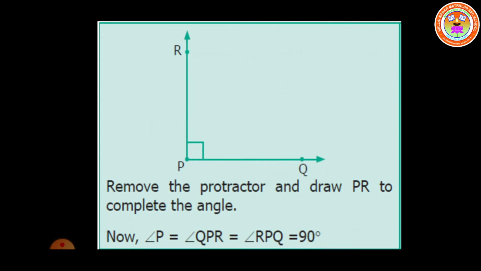We marked the point R, no? So after removing the protractor, we have to draw a straight line joining the points P and R. So the ray PR and the ray PQ are intersecting at right angles. Right angle means 90 degree. Now the angle QPR or the angle RPQ all are equal to 90 degree.